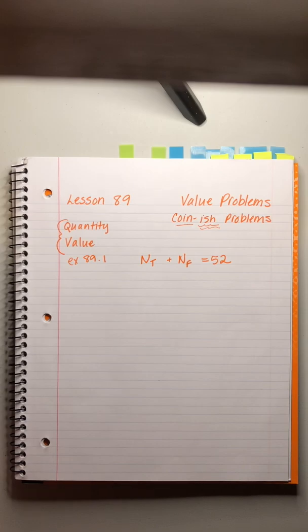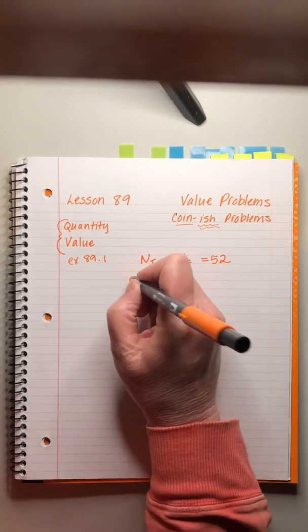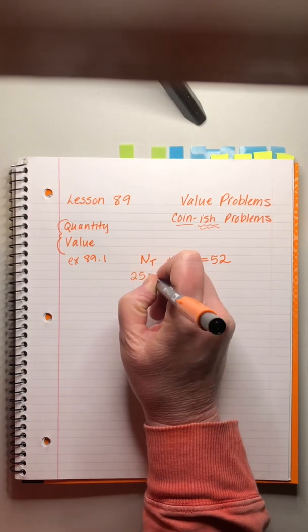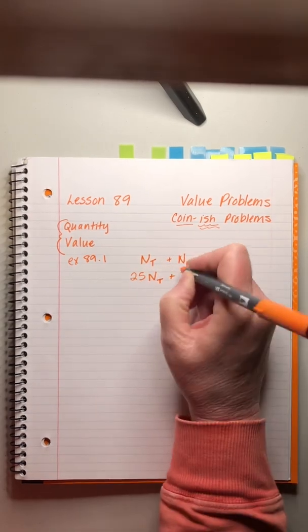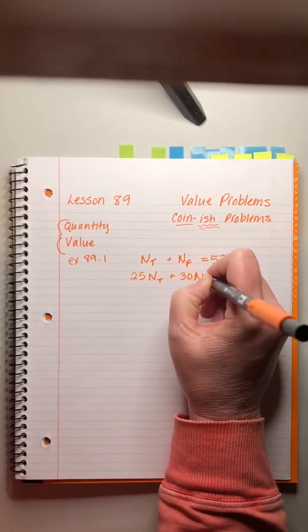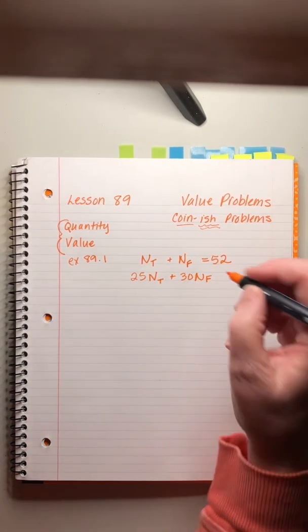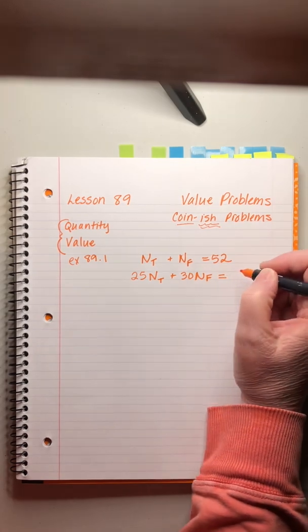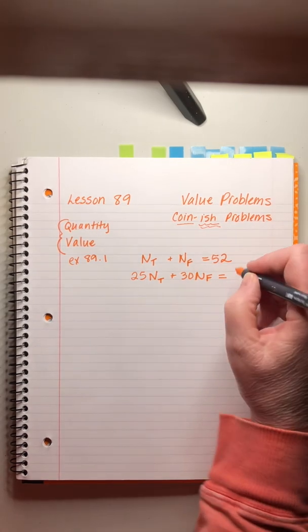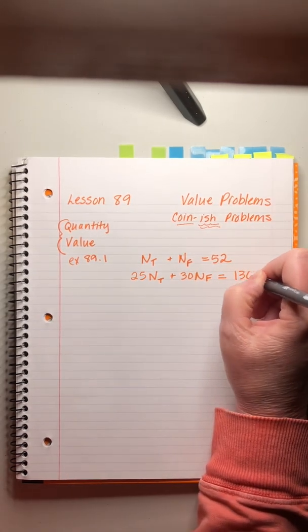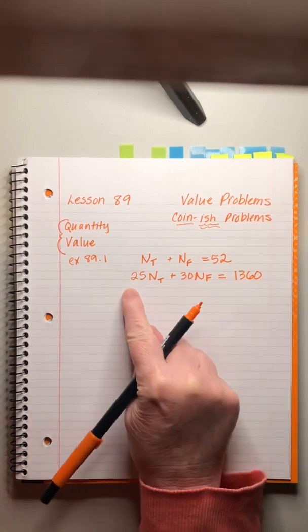Oh, I'm looking at the wrong problem. No wonder the numbers confuse me. $30 for first class and $25 for tourist. Okay, so I wrote tourist first. So $25 times the number of tourists plus $30 times the number of first class. I would really love to pay $30 to ride first class. Equals 1,360. That's dollars. These are also dollars.